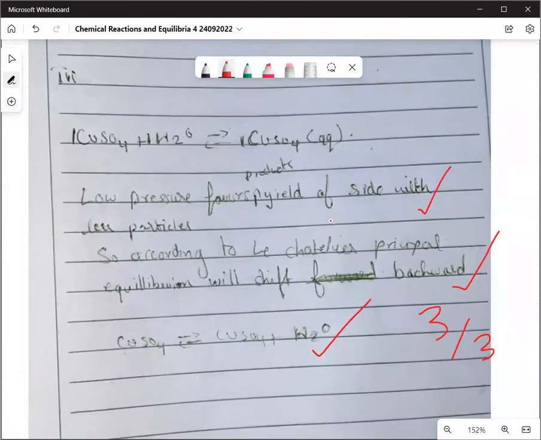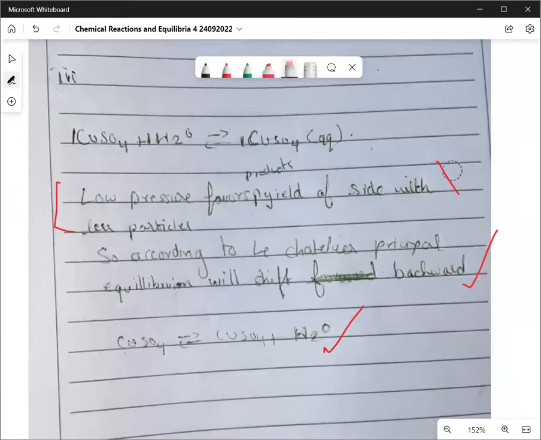So if it is with the low, then it will go backward. Wait, no, it depends. Let me check. Now, low pressure favors, okay, accordingly, it will shift backward. Fine, this is correct, but this is wrong. You wrote the rule wrong. It says low pressure favors yield of product side with less particles. No, that's wrong. Whatever you have written here is wrong. Check the rule in your notebook.